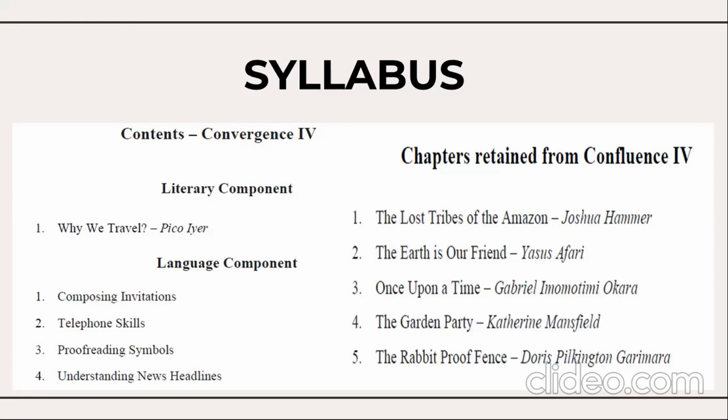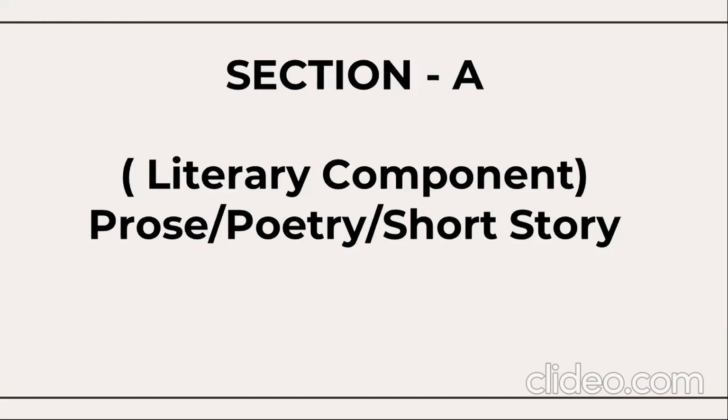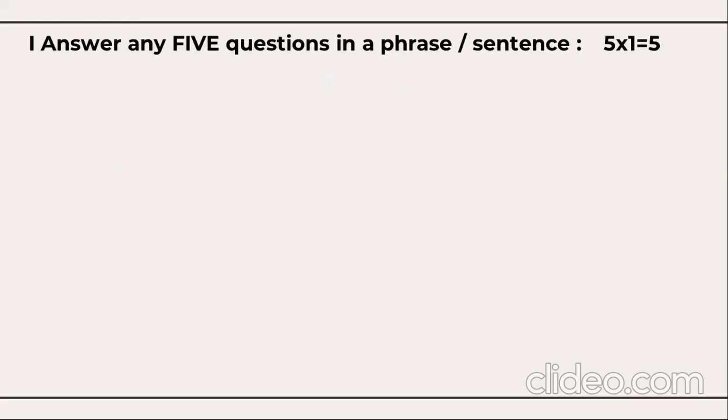So let's begin. Section A. Section A of your question paper consists of the literary components: prose, poetry, or the short story. In this section A, you have three divisions. You have 1 mark, 5 questions; 5 marks, 2 questions; and 10 marks, 1 question. So let's have a discussion. Answer any 5 questions in a phrase or sentence. Each question has a 1 mark weightage. So 1 mark, 5 questions.